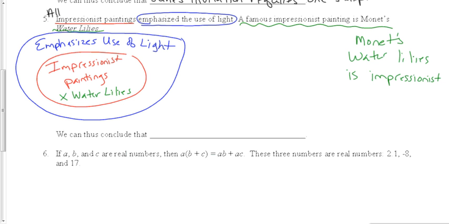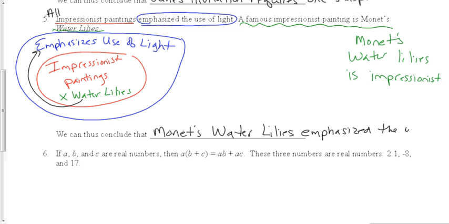So now I can come up with my conclusion. What else do I have to know about this painting called Water Lilies? Well, I must also know that Water Lilies emphasizes the use of light. So I'm going to say Monet's Water Lilies emphasized the use of light. Okay, and number 6. And again, if you need more time to write that down, pause the video now, please.